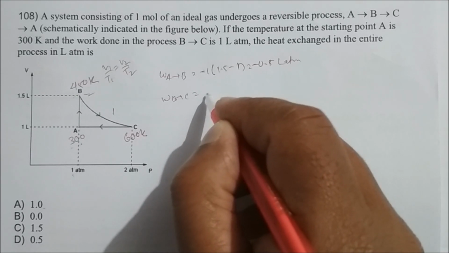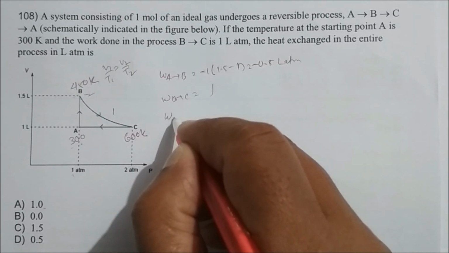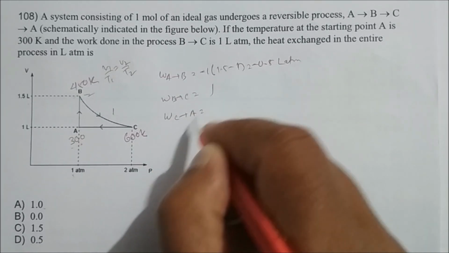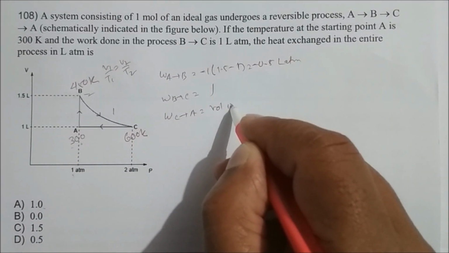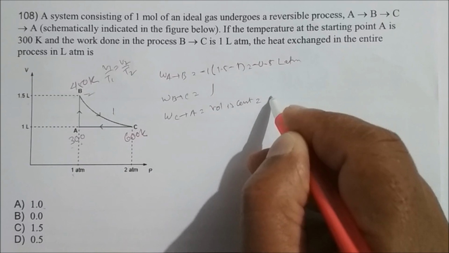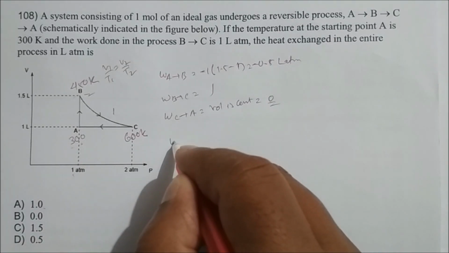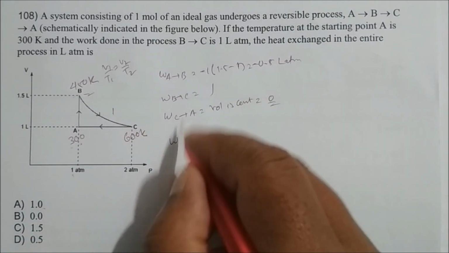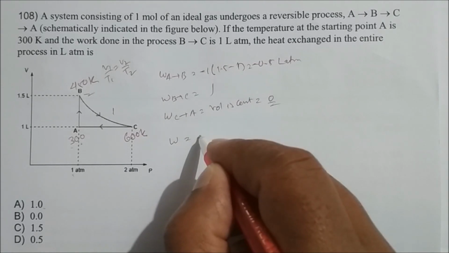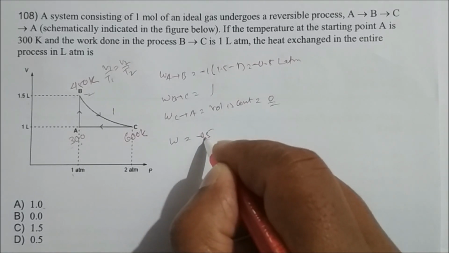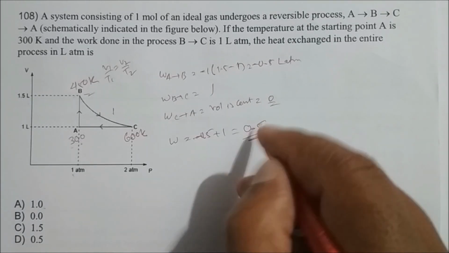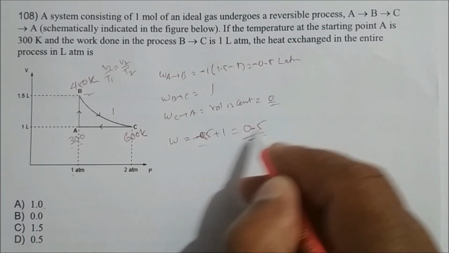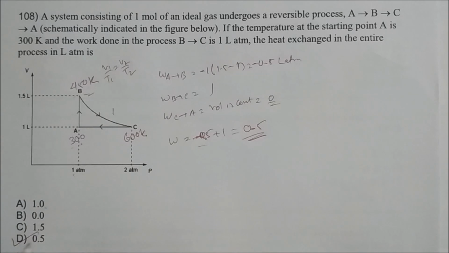B to C is already 1, and for work done C to A, how much will it be? Since for C to A the volume is constant, it will be 0. So work done for the whole process is minus 0.5 plus 1, so the total will be 0.5. So this answer is correct.